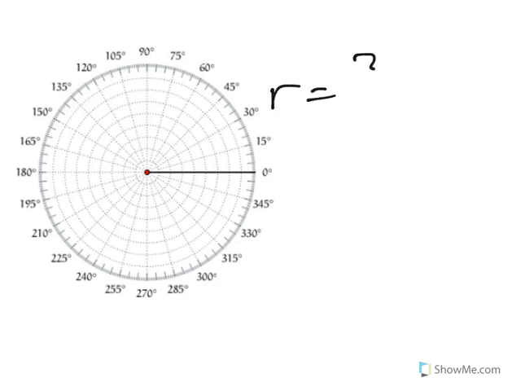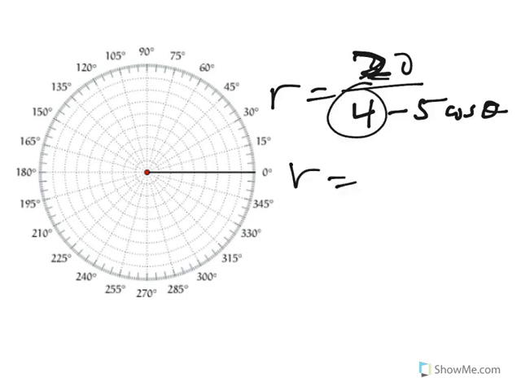Here's one, r equals 20 over 4 minus 5 cosine theta. Okay, I don't like that 4. I wish it was a 1, so I'll divide everything through by 4.